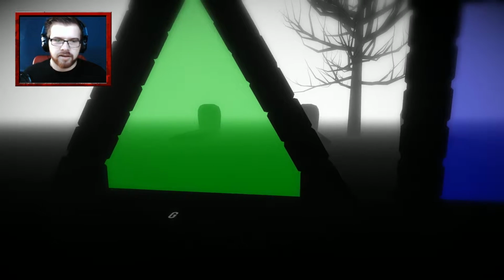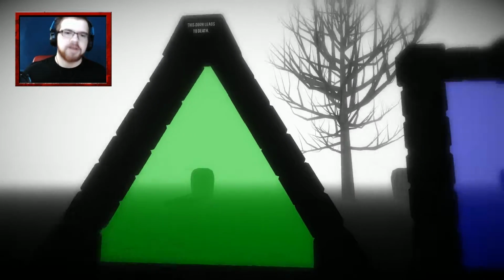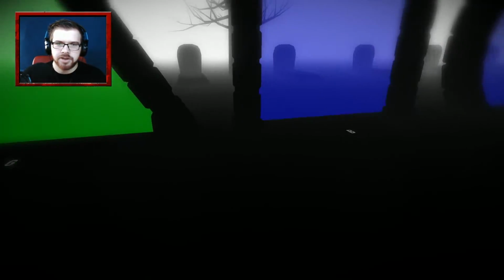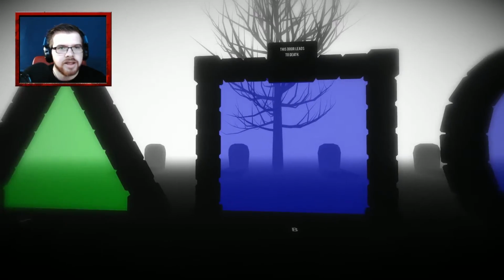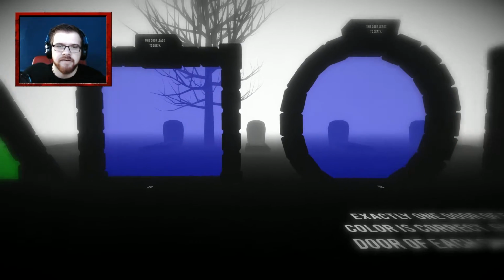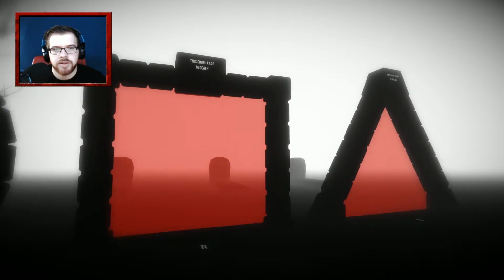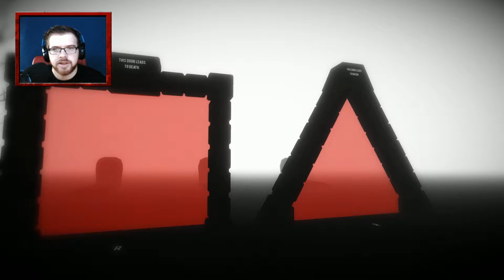This door leads to death. One door of each colour is correct. So green is correct. We don't use the green triangle. This door leads to death, or this door leads to death. So either of them two could be true. This door leads to death, and this door leads to bacon.